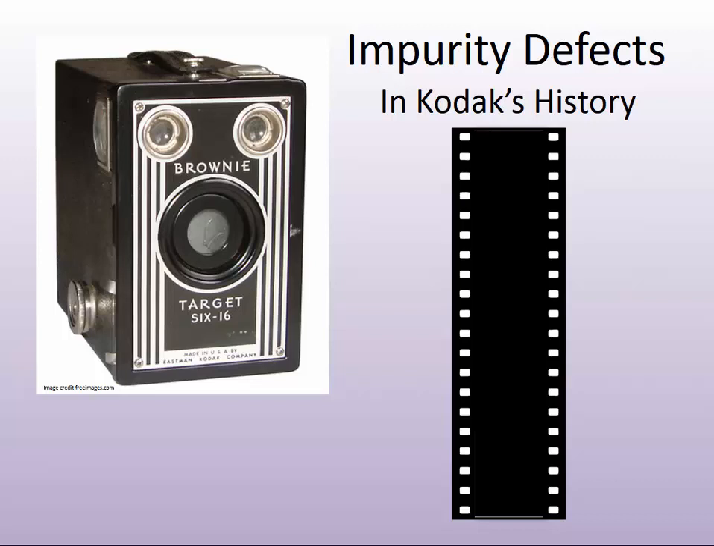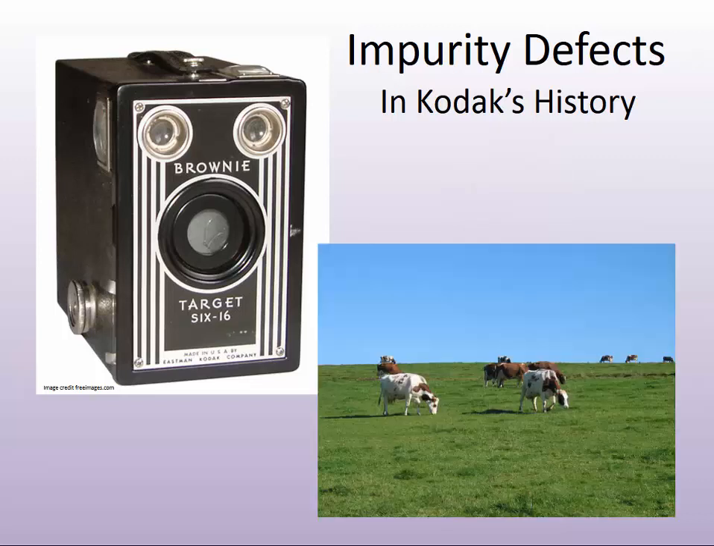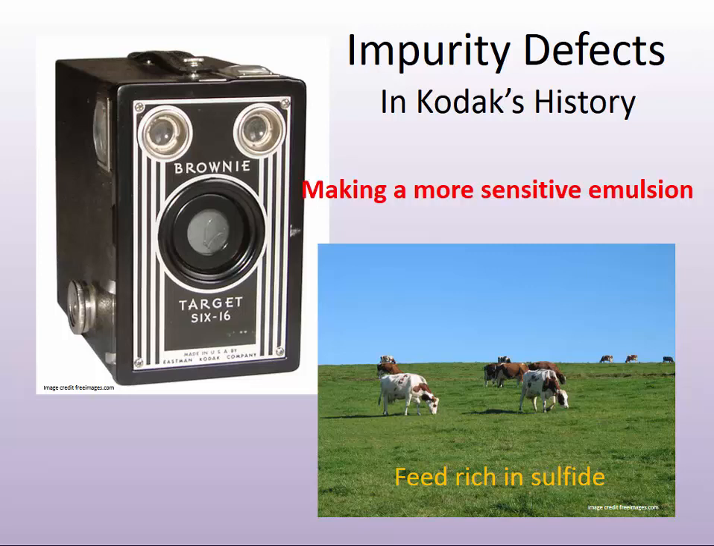And they did some research. They were trying to find out what was going on. Well, what they found out was they had changed their gelatin source. And their gelatin was coming from the Midwest, and I believe it was somewhere around Iowa, where the feed for the cattle, which they used to make the gelatin, was very rich in sulfide. So that when they were making the gelatin, there was a lot of sulfide present. They didn't anticipate the sulfide being there. And so when they made the emulsions, they were making a much more sensitive emulsion than was anticipated without the sulfide being present.